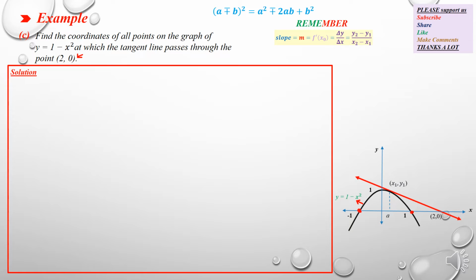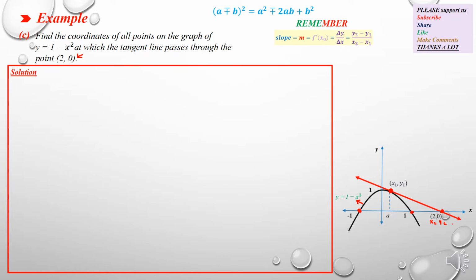So firstly, you have to know what is the point of tangency. You have to find it. So this is the point of tangency. Let's say x1, y1. Okay, and we have this point 2, 0. From the question, it is on the tangent line. So the line passes through the tangency point and the point 2, 0. So let's say that 2, 0 is x2, y2.